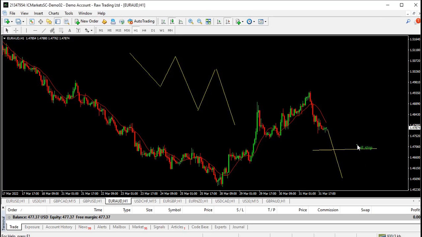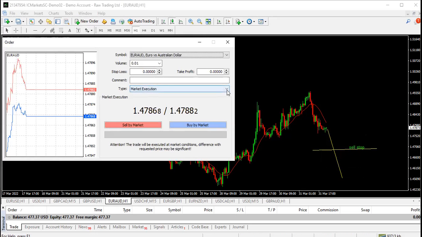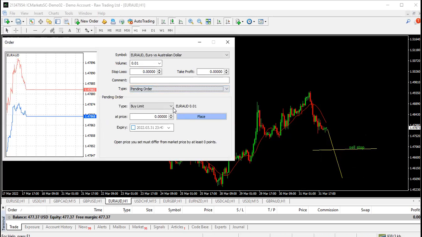So for a sell stop, we expect the market to come from this point and then continue rallying downwards. When it continues downwards, it will trigger our entry and then continue to move downwards. What we do with the sell instruction, we just press F9 on the computer, then go to pending orders, then look for a sell stop.